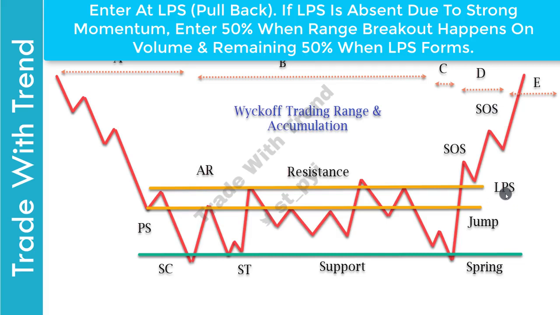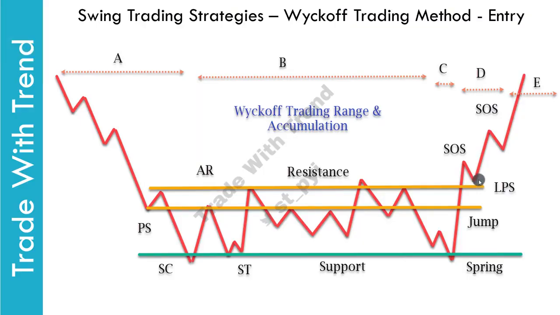At times you will see that LPS does not form immediately after breakout of the range, and this is mainly when momentum is exceptionally strong and price takes off in a vertical manner. To avoid such instances, you can enter 50% of positions once the breakout has happened on expanding volumes. This way, you would not miss out on any momentum oriented move. Now, the remaining 50% of positions can be added when last point of support is tested. I hope this particular aspect is clear.